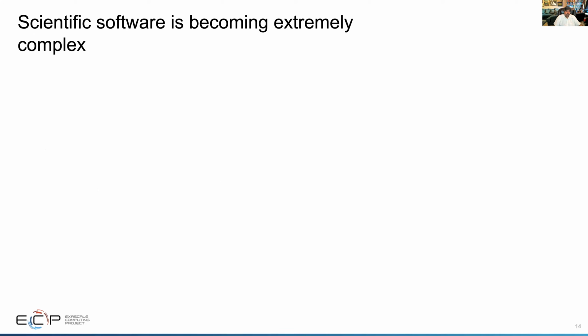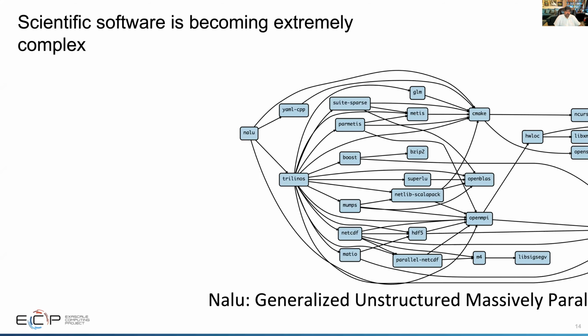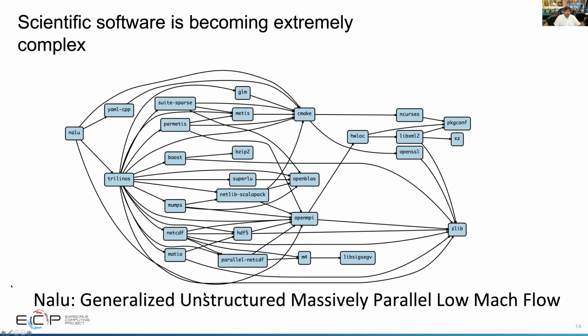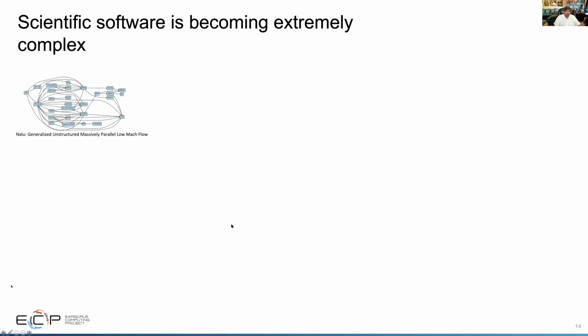And the motivation for that is that scientific software is getting extremely complex. Just the dependency graph of Nalu-Wind, which is the generalized unstructured massively parallel low Mach flow code, looks like this. You can see the large number of dependencies. And we will actually build Nalu-Wind and demonstrate it in this tutorial.